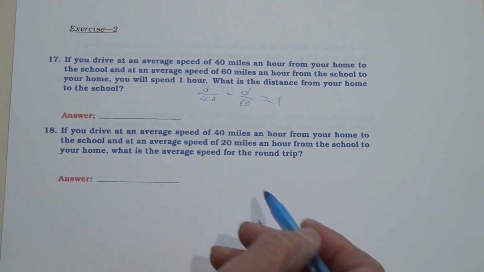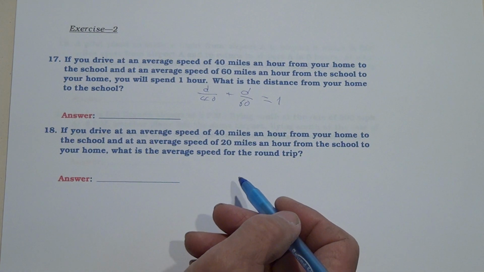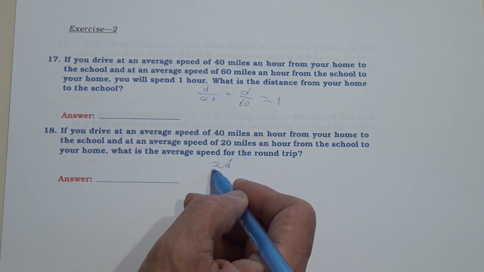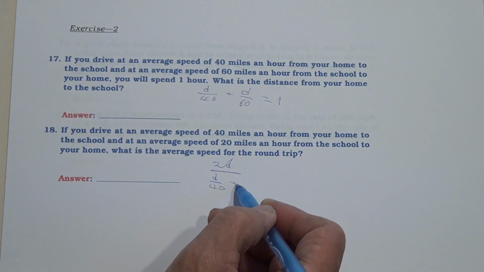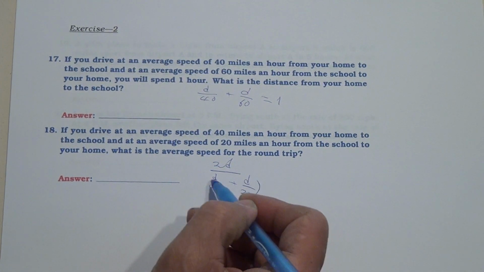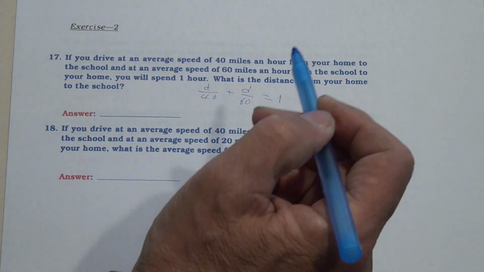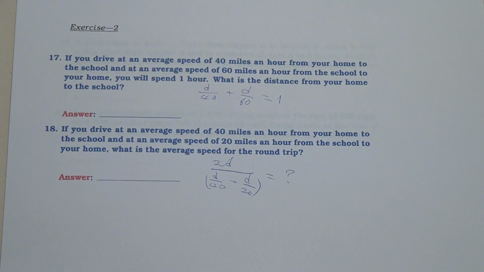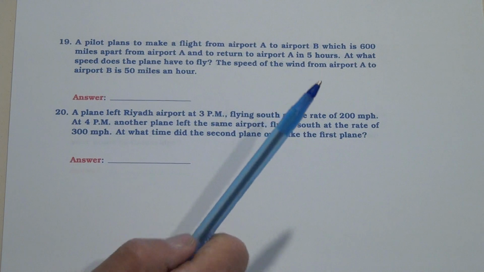Okay, whenever you need to get average speed, you have to have the total distance divided by the total amount of time you spent. So the round trip will be 2d, and one way you spend d divided by 40 and the other way d divided by 20. That is the question. Any problem? I don't think so. You may not. Now, 19.